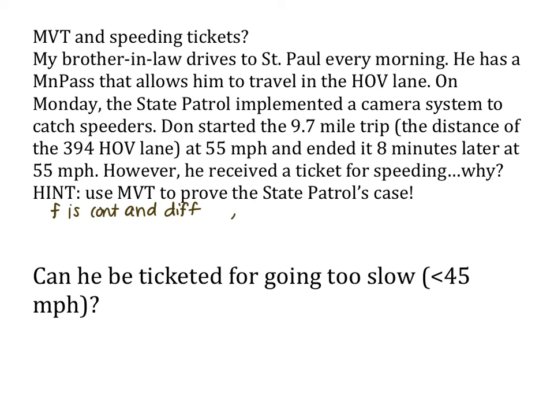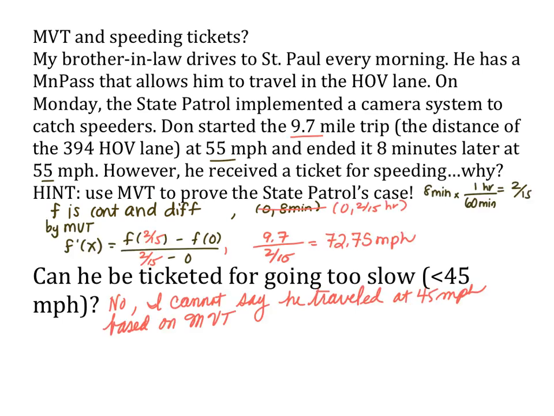So my interval is going to be 0 to 8 minutes. The problem here is that I'm talking in miles per hour, so I can't use 8 minutes. So I either have to change miles per hour to miles per minute, or I can change my 8 minutes to hours. And in this case, I personally would change my 8 minutes into hours because I think in terms of miles per hour, not miles per minute. So I'm going to go ahead and do that.